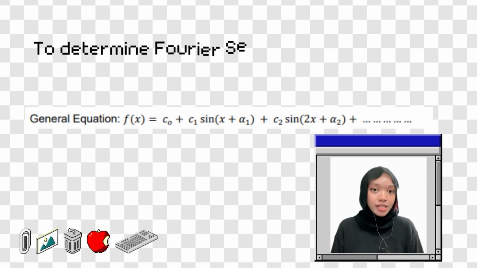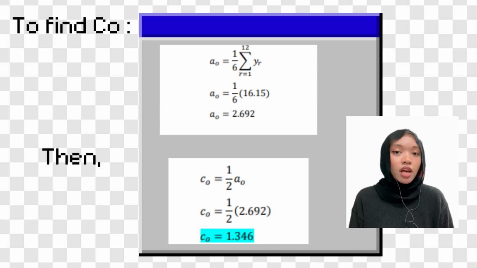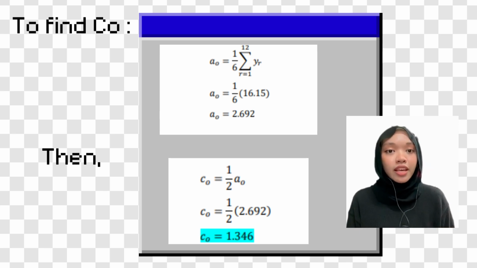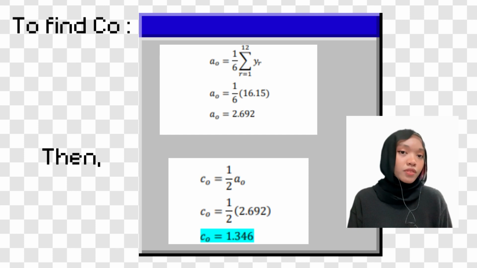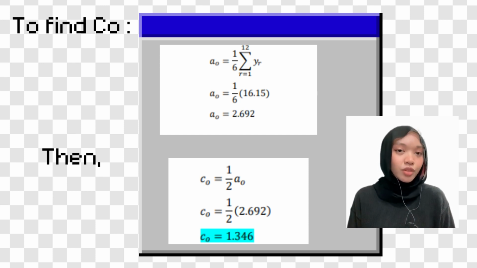Before we go to the next step, the standard form equation for the second harmonic is f(x) equal to c0 plus c1 sin(x plus alpha 1) plus c2 sin(2x plus alpha 2). It stops at c2 sin(2x plus alpha 2) because the question only needs until the second harmonic. To find the c0, we are required to find the a0. The a0 formula is 1 over 6 times the summation of yr. After we find the a0, now we can find the c0, which is 1 over 2 times a0.